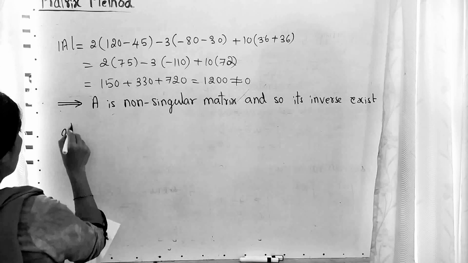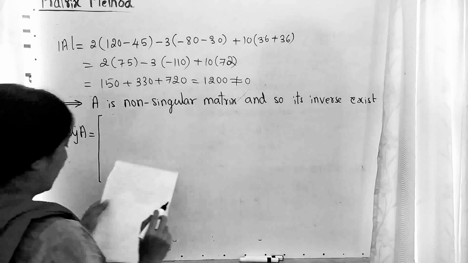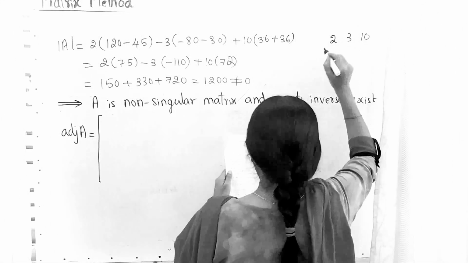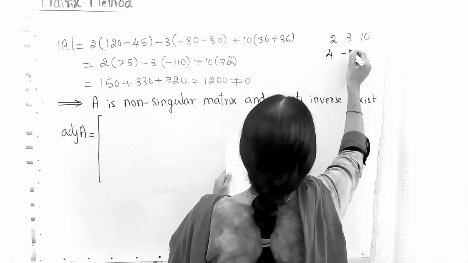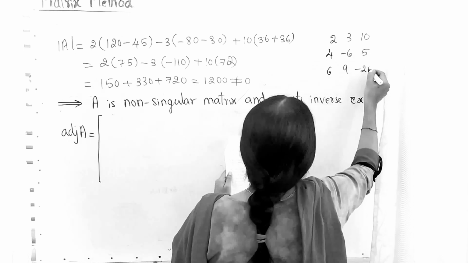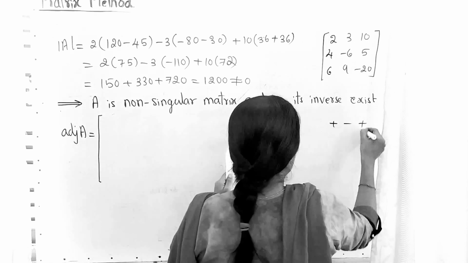Next we are moving to adjoint. Now on adjoint I am writing directly. I am writing the matrix for your reference on the side here: 2, 3, 10, 4, minus 6, 5, 6, 9, minus 20. And I am writing the sign table also.